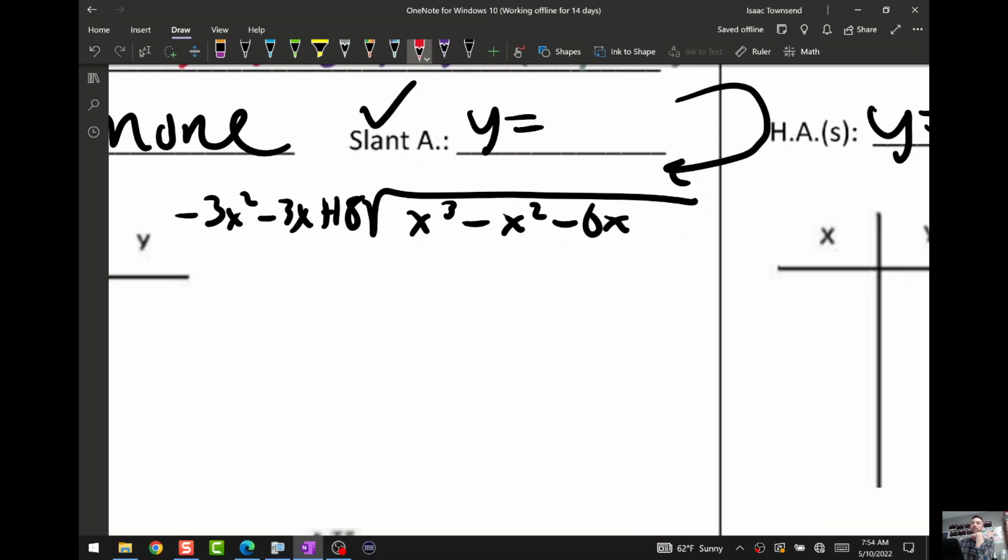So we know this times this is supposed to give me x cubed. Now on harder questions like this, I usually break this up into parts. Does this need to be positive or negative?